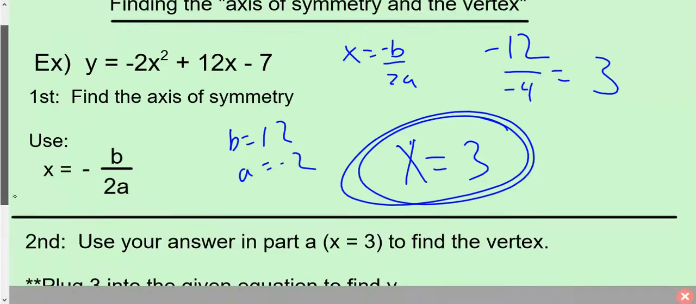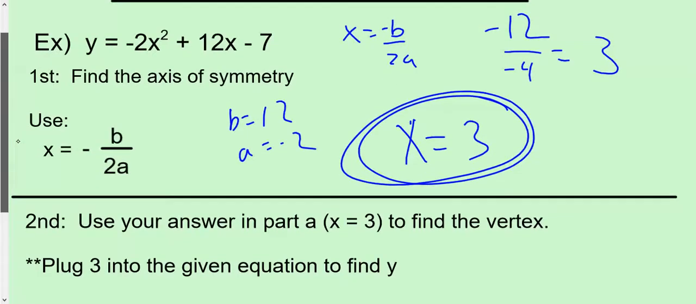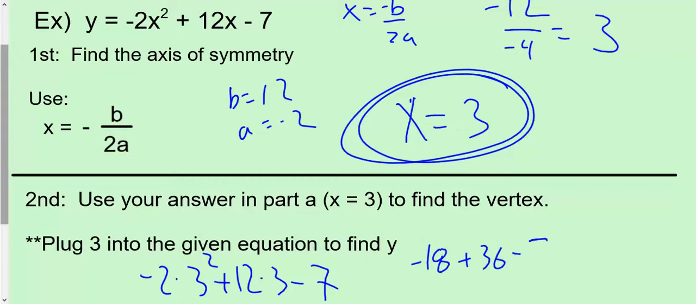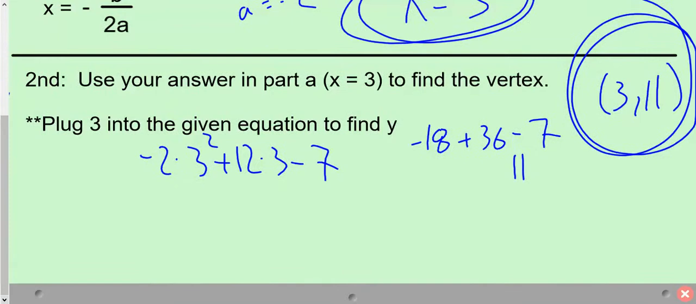Then what we're going to do is find the vertex by plugging x into the function. Okay, so we're going to plug in 3 into the function. Negative 2 times 3 squared plus 12 times 3 minus 7. So that'd be negative 2 times 9 is negative 18 plus 36 minus 7. So that'd be 18 minus 7 is 11. So the vertex is the coordinate 3, 11. The vertex is a coordinate point. We're going to be using that. It's a very special point. It's one of the most important points on a parabola.